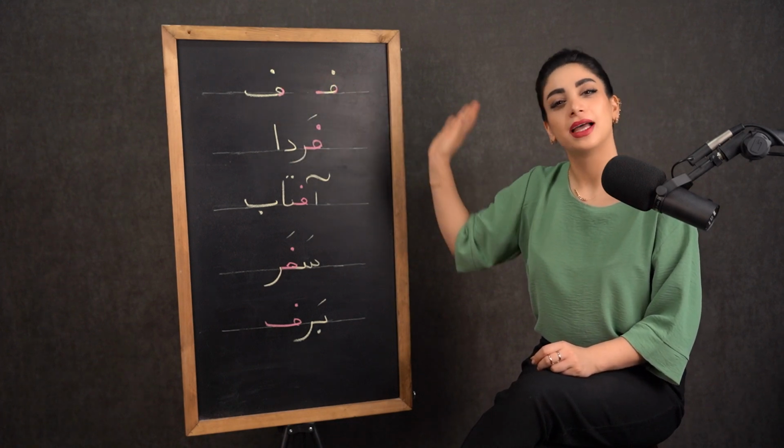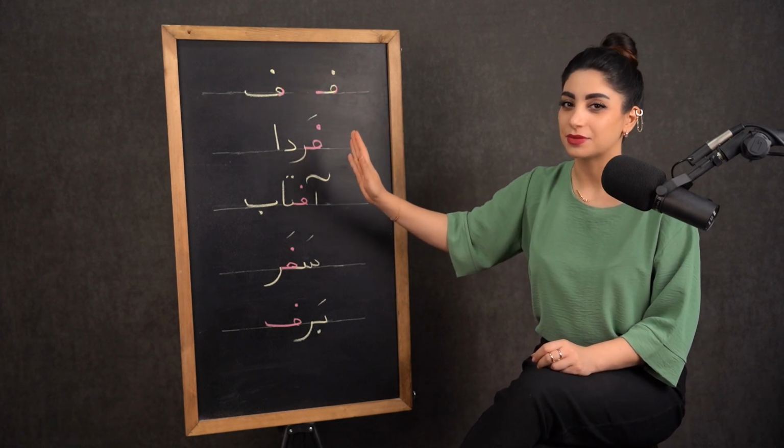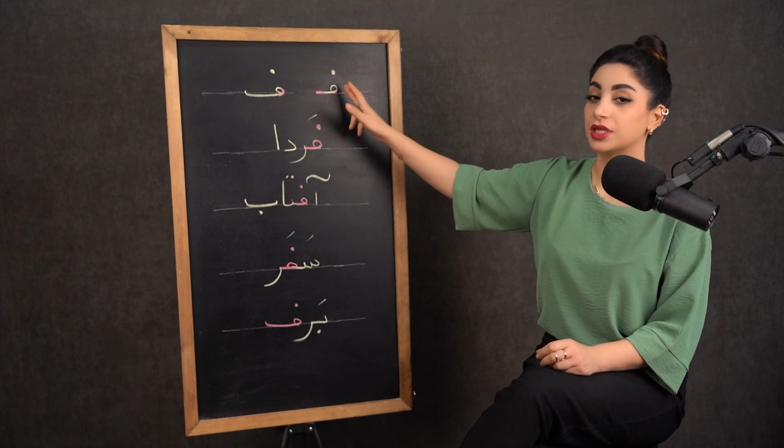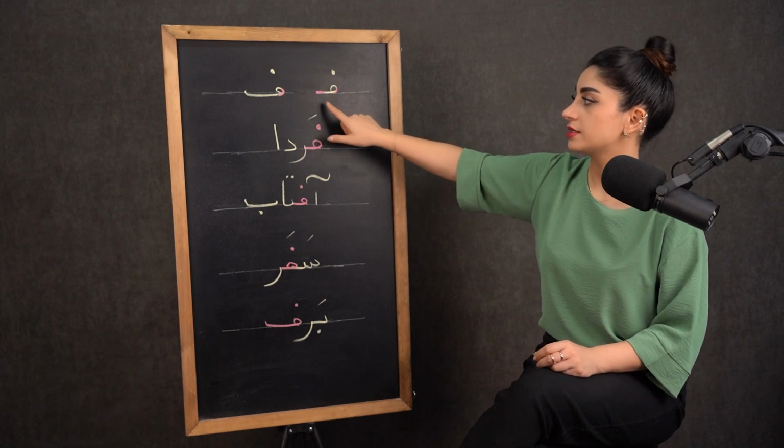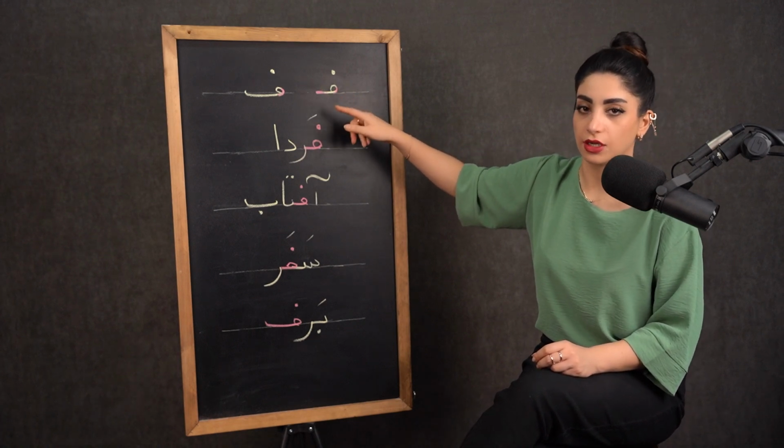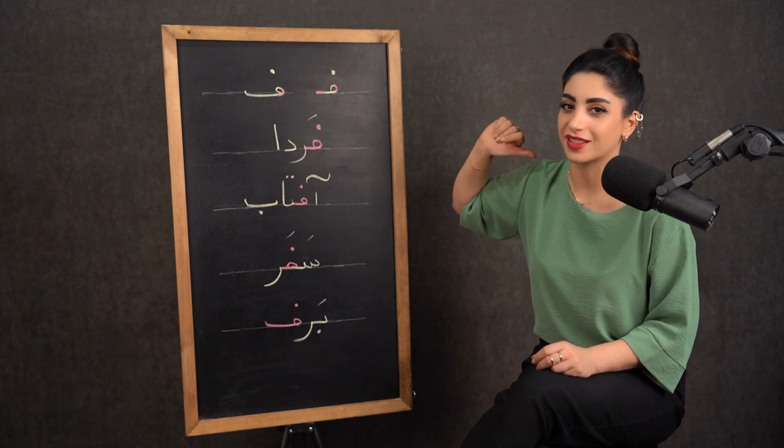Lowercase can come at the beginning and in the middle. Can attach from here, but has to attach from here. A must, and here is optional, depending on the letter before that.